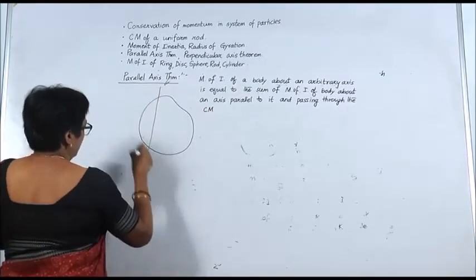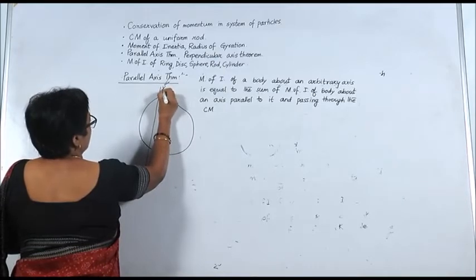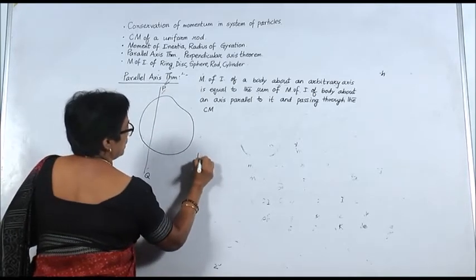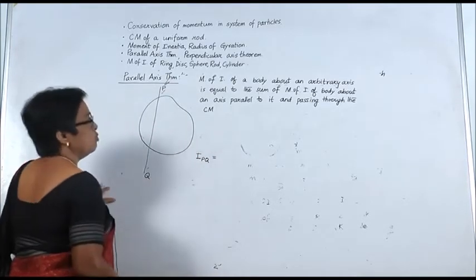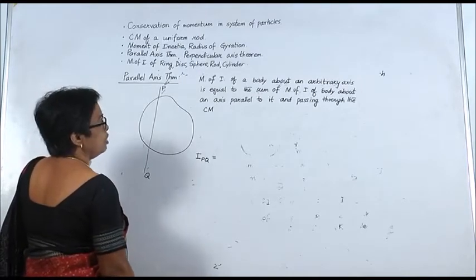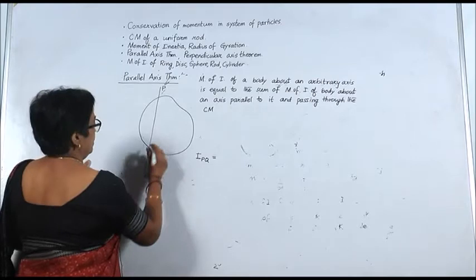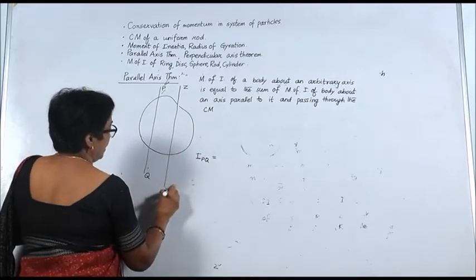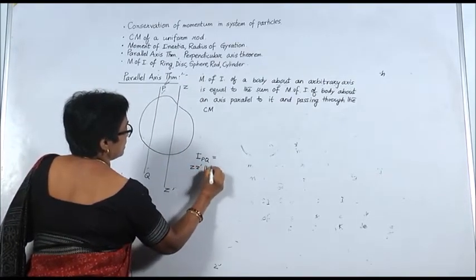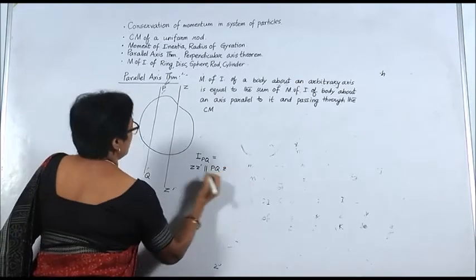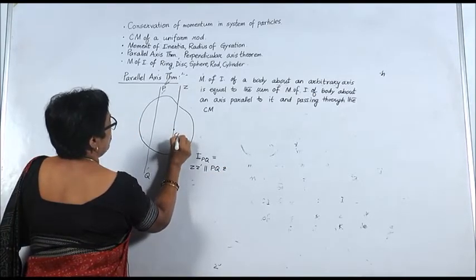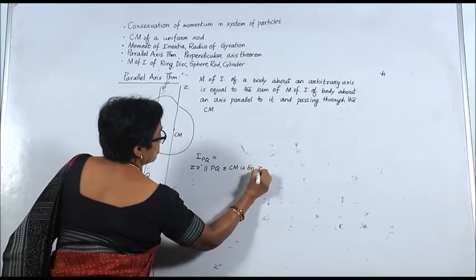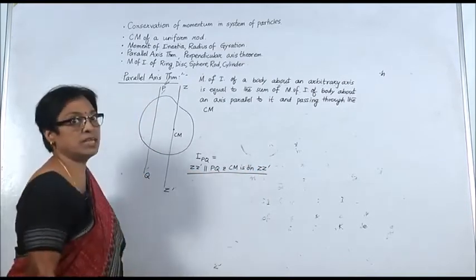So, if this is an arbitrary axis, let us say x dash, or let me write PQ, you want to find out the moment of inertia about PQ, which is equal to the sum of moment of inertia of the body about an axis parallel to it. Let us say this z z dash is parallel to PQ, and it passes through the center of mass of the body. So, center of mass is on z z dash. These are the two conditions that must be satisfied.